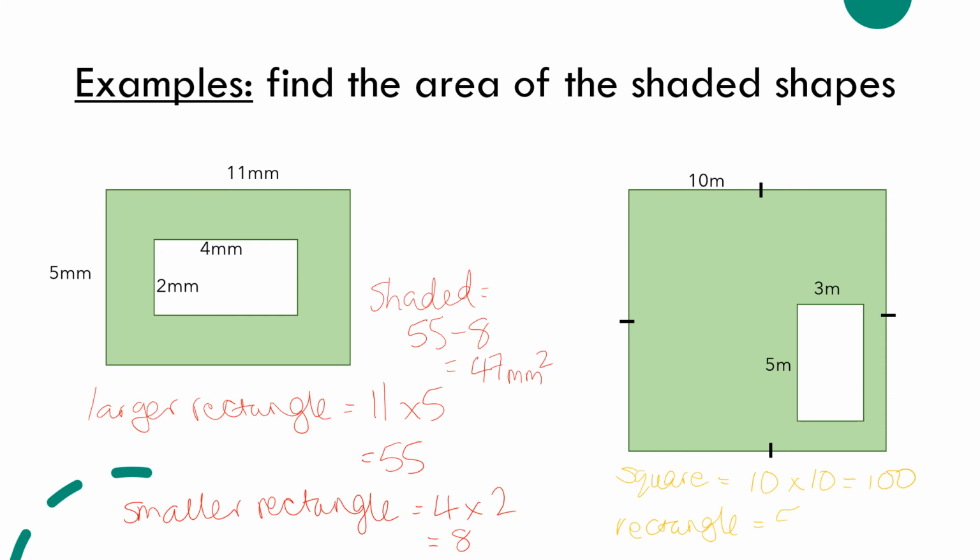The rectangle that's being cut out is 5 by 3, so that's 15. And therefore the shaded area is 100 minus 15, which is 85. And the units there are meters, and it's an area, so it's meters squared. I'm going to have to write the units just above because I can't. I'll put it here. 85 meters squared because it's 2 dimensions.